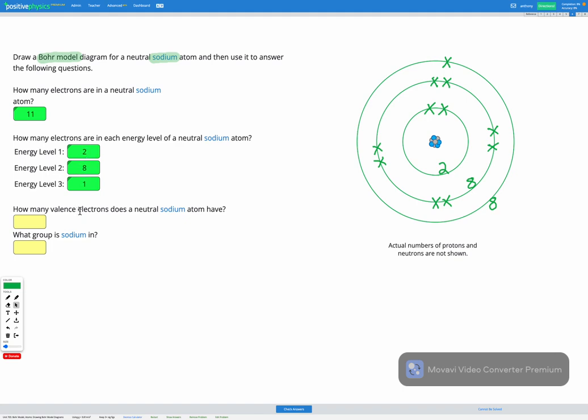Okay, next question. How many valence electrons does a neutral sodium atom have? Valence means the outer shell. So valence means the outermost energy level. So for sodium, we can see from the diagram, I only have 1 electron in the outermost energy level. So I've got 1 valence electron.